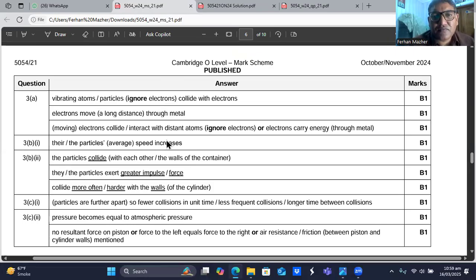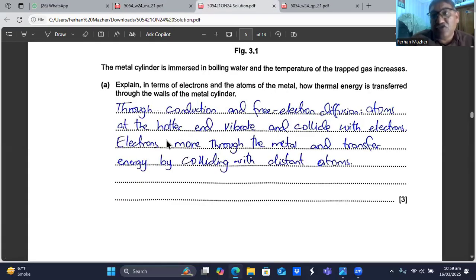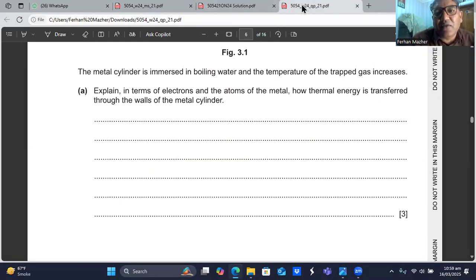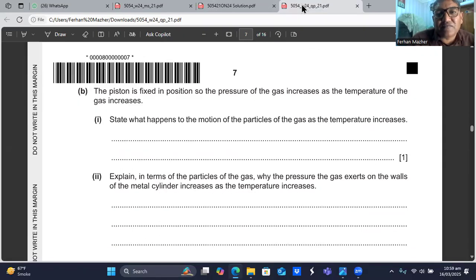Vibrating atom particles, atoms collide with electrons. Okay, electrons move a long distance through the metal. 1 mark for this. Moving electrons collide, interact with the distant atoms. Okay, so this is a 3 marks question. I hope the marking scheme is in front of you. This is one of my students' answers, but I am saying this answer is not of that level. It has some deficiency. So write a good answer, and here we go. That was a 3 marks question.